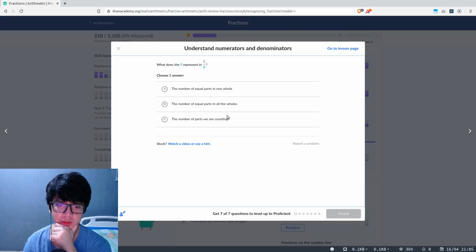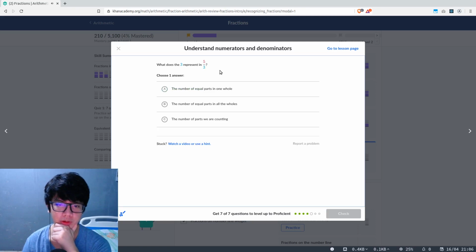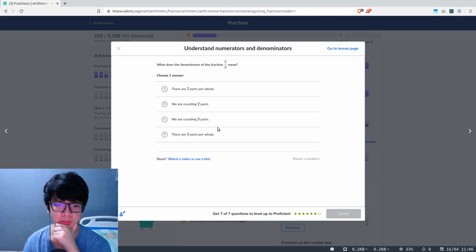What does 8 represent? The number of parts in one whole. What does the other number represent? It's the number of parts we are counting. What does the denominator of the fraction 3/2 mean? No, there are 2 parts per whole. What does the numerator of the fraction 1/8 mean? We are counting 1 part. What does 3 represent in 5/3? It's the parts in one whole. What does 3 represent in 3/8? It's the number of parts we are counting. What does the denominator of the fraction 2/3 mean? It's the number of parts per whole.